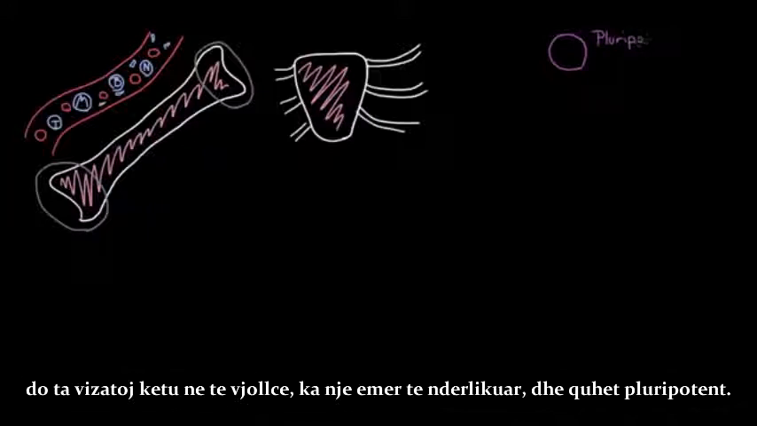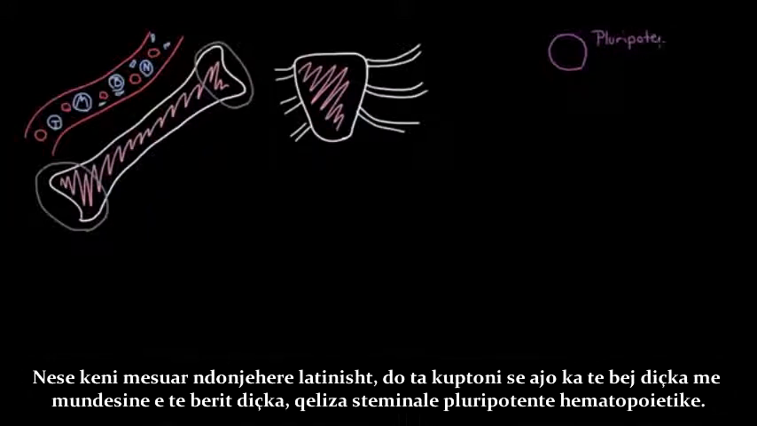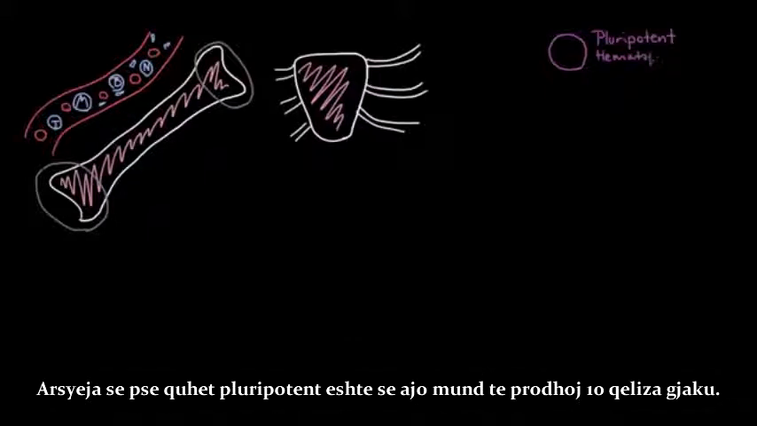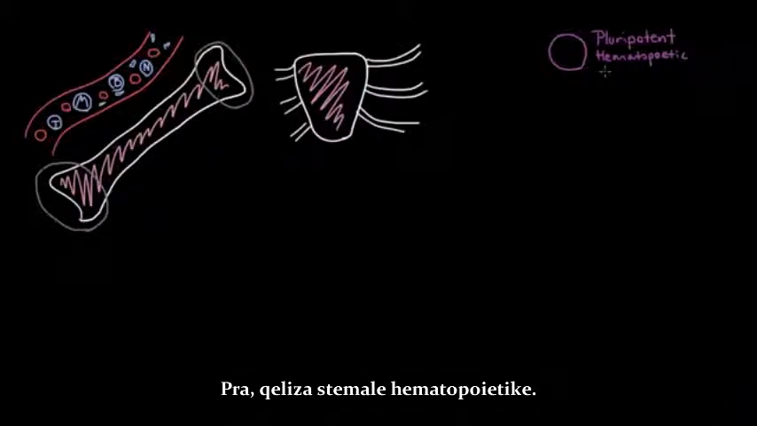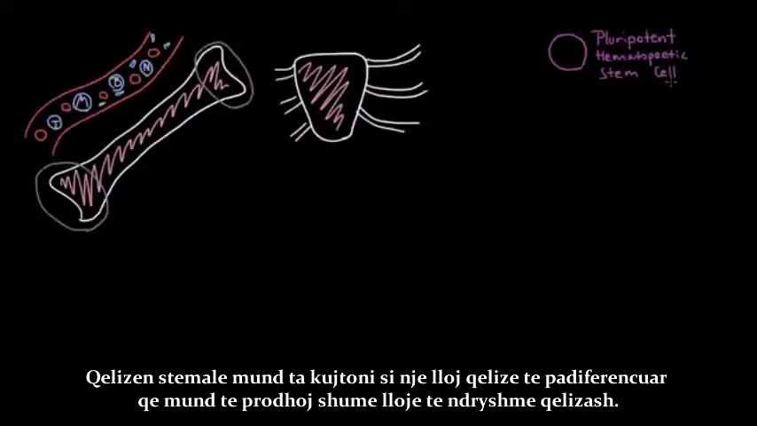Pluripotent. If you ever took Latin, you might know that that means sort of able to do anything. Pluripotent, hematopoietic stem cell. And the reason that he's called pluripotent is that he's able to give rise to any of the 10 blood cells. So hematopoietic stem cell. You might recall that stem cells are sort of undifferentiated cells that can give rise to many different kinds of cells.